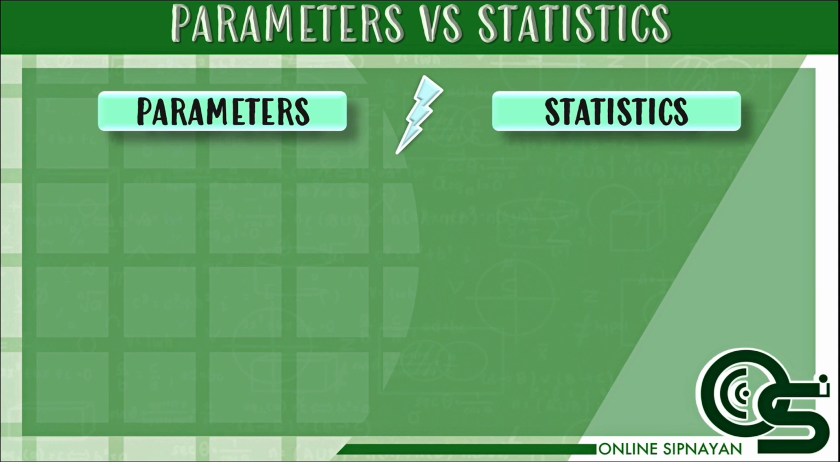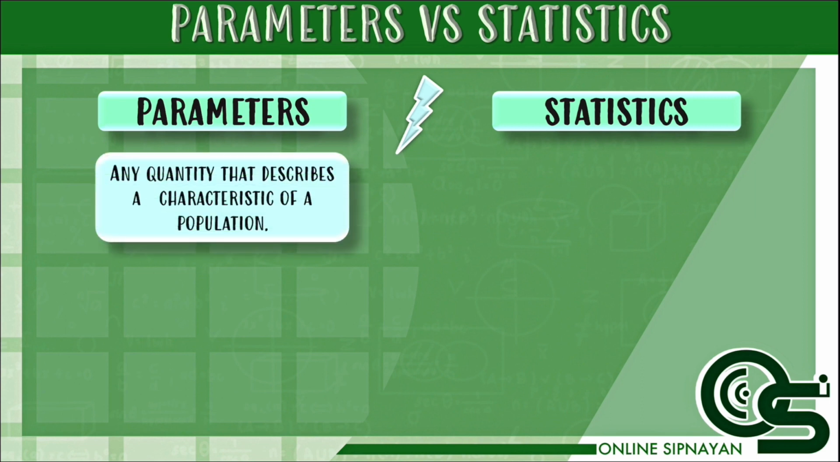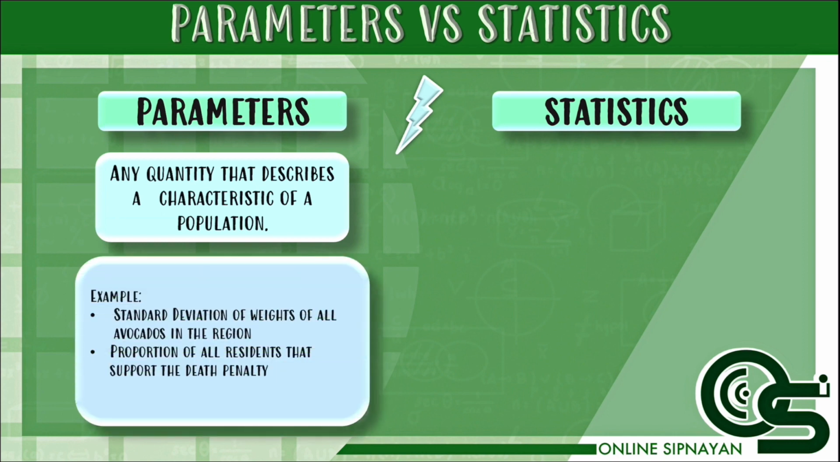This time, we will know how to distinguish between a parameter and a statistic. When we talk about a parameter, it is defined as any quantity that describes a characteristic of a population. The keyword here is population for parameter. So allow me to give you examples of parameters. One is the standard deviation of weights of all avocados in the region. Then the other one, the proportion of all residents that support the death penalty. If you notice the word all, it represents population. So that's why these are considered parameters.